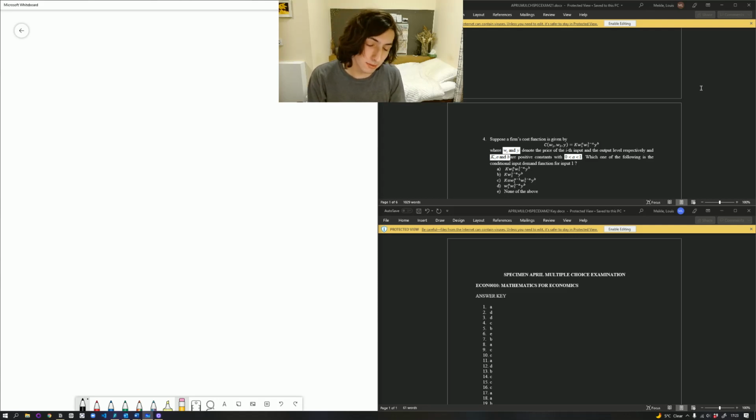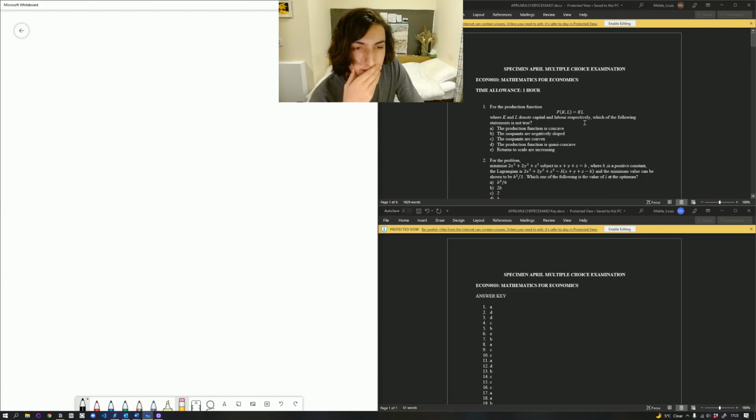This is the second... The police are outside my window. How fun. This is the second one.